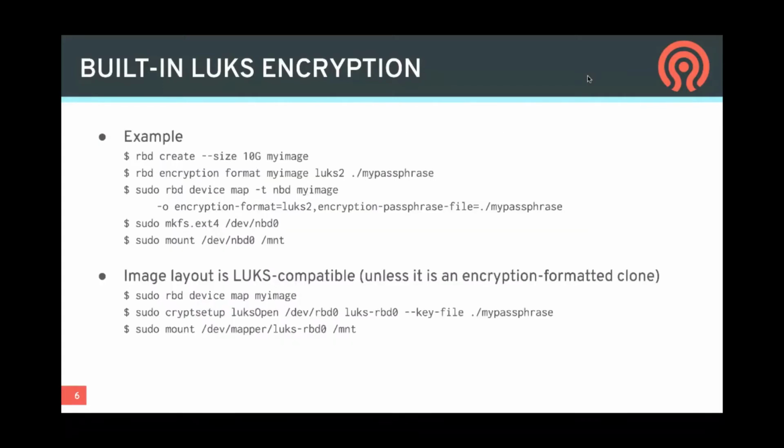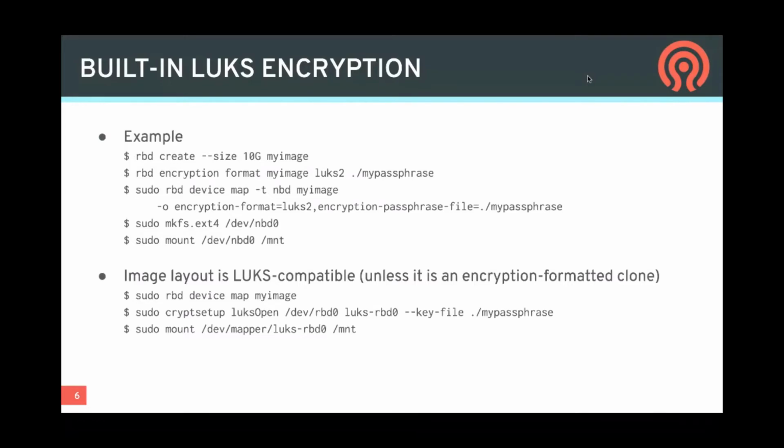And here is an example of encryption formatting an image and mapping it with RBD NBD. The encryption format command generates a LUKS master key, adds the supplied passphrase to key slot 0, and then writes out the LUKS header. And because it is a standard LUKS header, the cryptsetup tool can be used to add additional passphrases or perform any other maintenance operations that you would typically do on a LUKS volume.